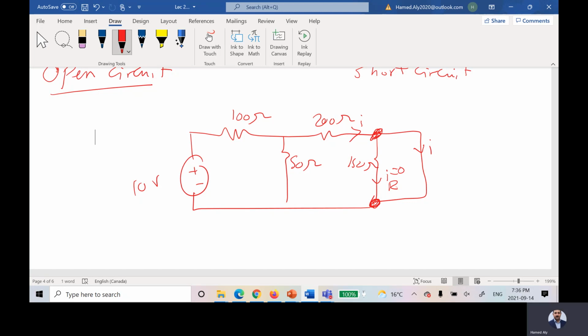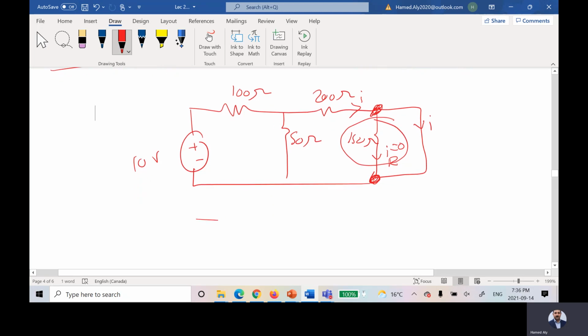What about the power from the short circuit? 0, because the power is equal to V times I. So the power will be equal to 0 because the voltage is equal to 0. If I have a short circuit, can I ignore this resistor because of that short circuit? The answer is yes. So you can redraw this circuit to be like that.